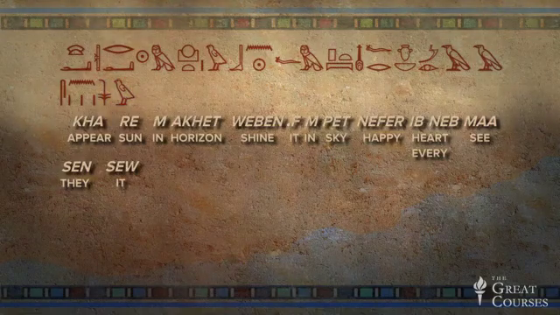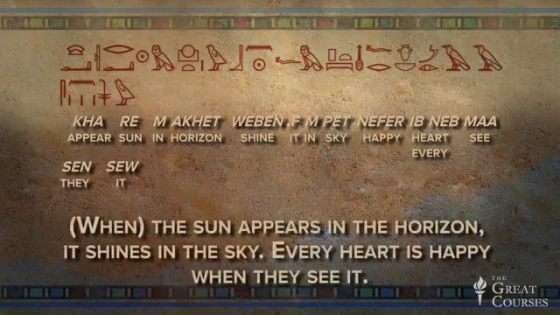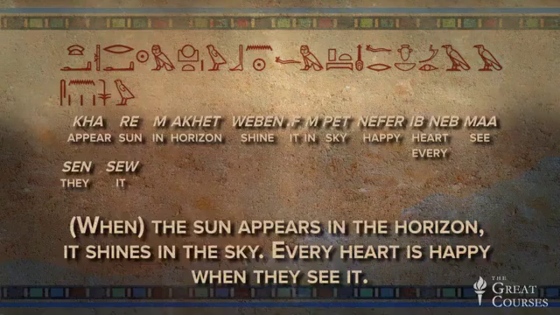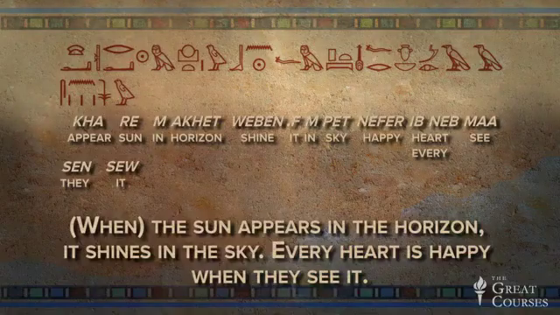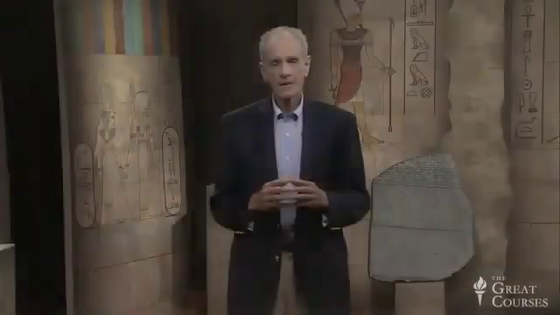So our sentence is something like, when the sun appears in the horizon, it shines in the sky. Every heart is happy when they see it. Good. You did well with the homework. Now it's time for a grammar lesson. Let's learn our numbers.